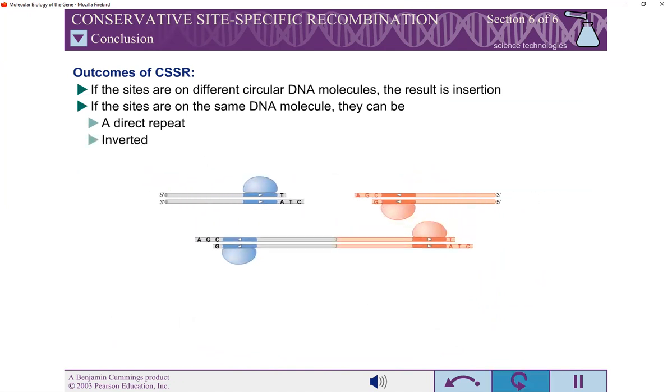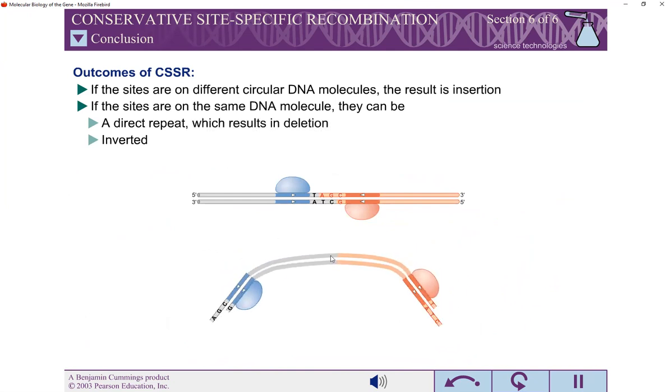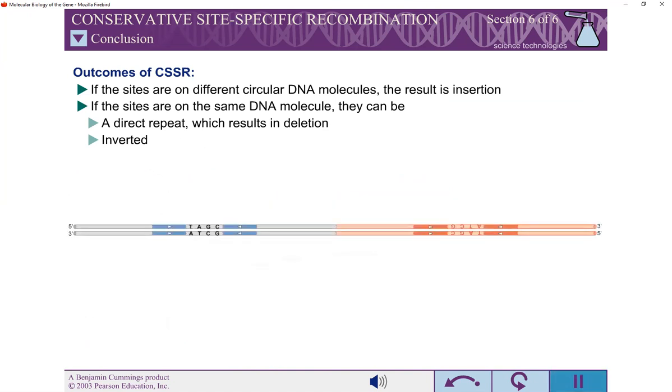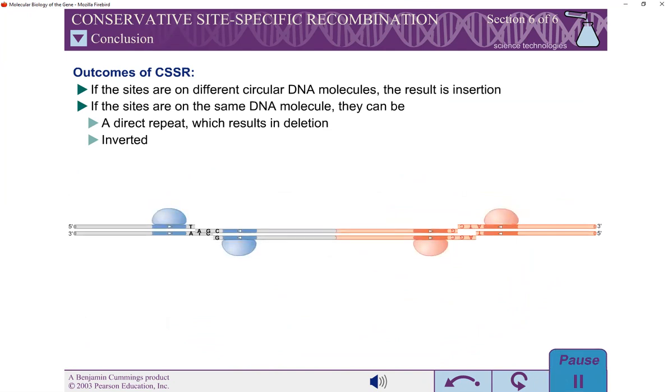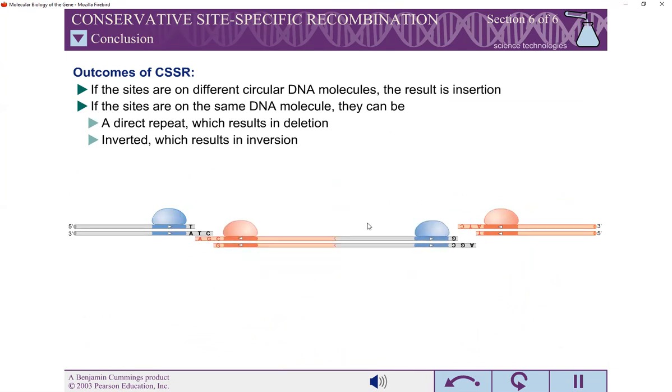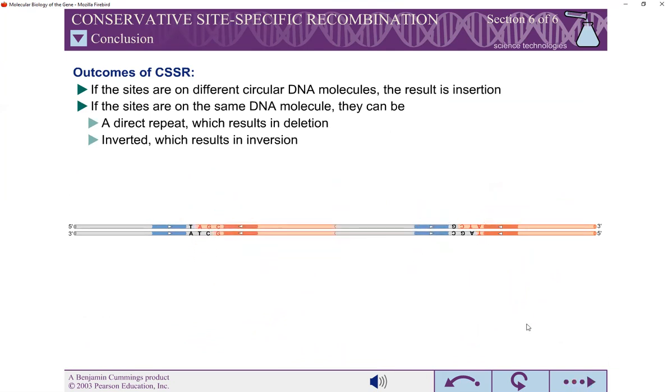Recombination between a pair of direct repeats will result in deletion of the DNA segment between the two sites. In contrast, recombination between a pair of inverted recombination sites will invert the DNA segment. This has caused the inversion of the DNA segment.